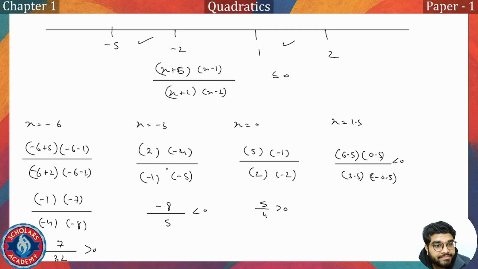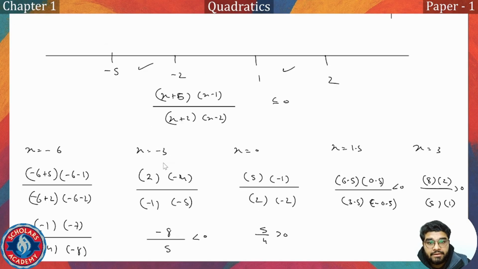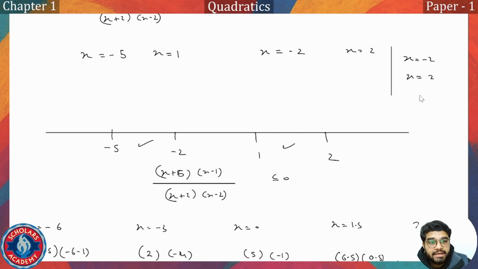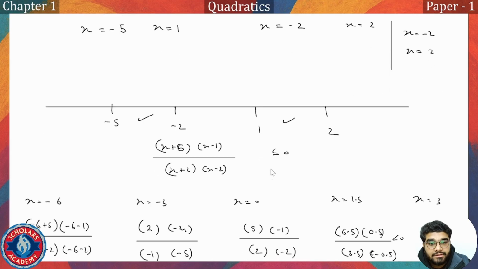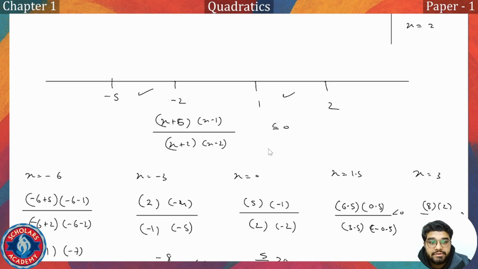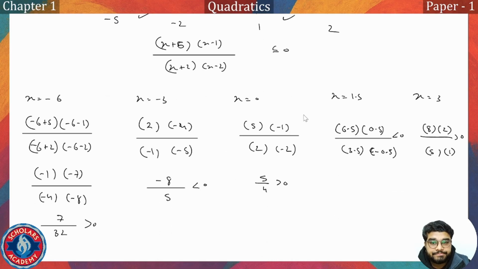Let's take the last one, at x is equal to 3. So we get 8 times 2 divided by 5 times 1. So all the values are positive. This value is greater than 0. We'll not take this interval as well. So we are taking two intervals, and we will never take x as negative 2 and 2 because we have the less than or equal to sign. So equal to will never be taken with negative 2 and 2.